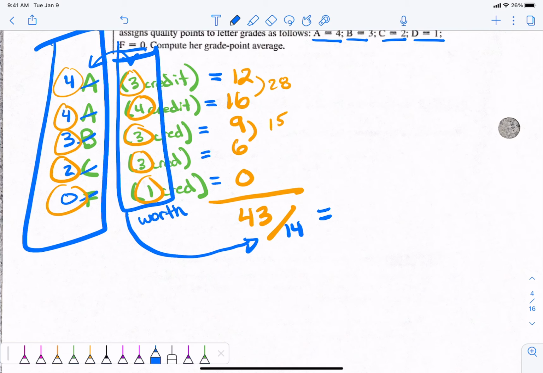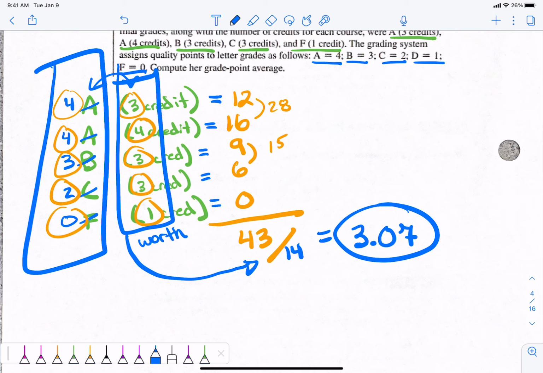I don't know. 3 point what? 3.07. Okay. So what does that translate into? On average, she is a B student, right? A 3 is a B, a 4 is an A, etc. So she is a B, like a B minus almost student probably. That's what she is. Does that make sense?